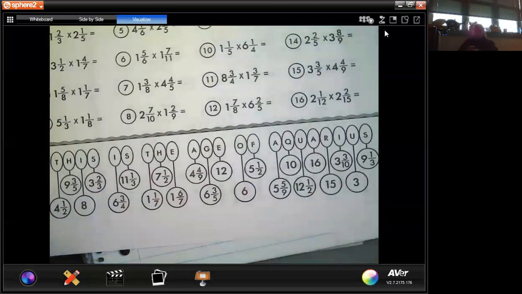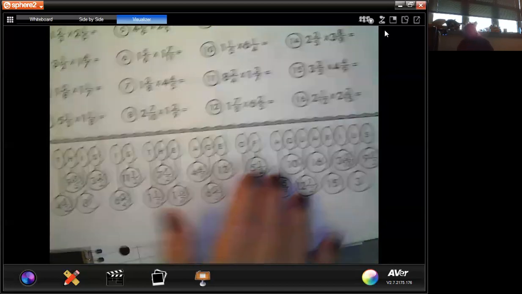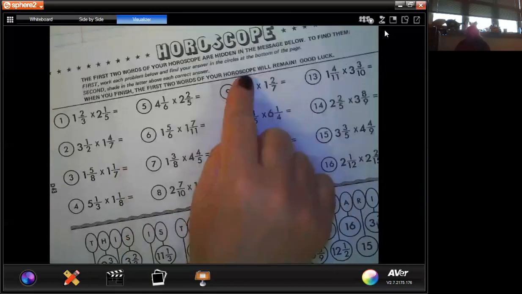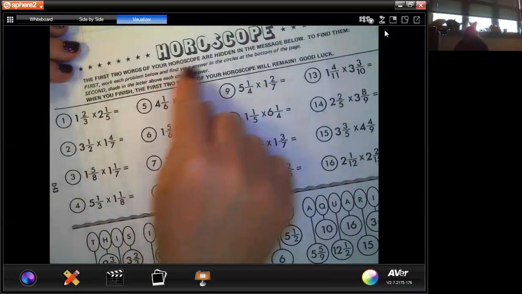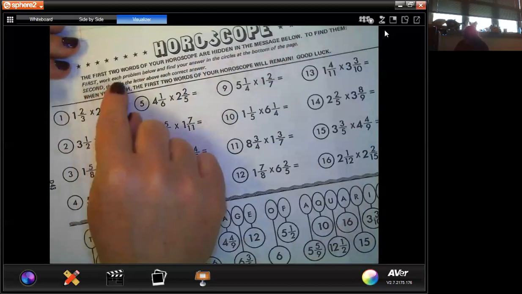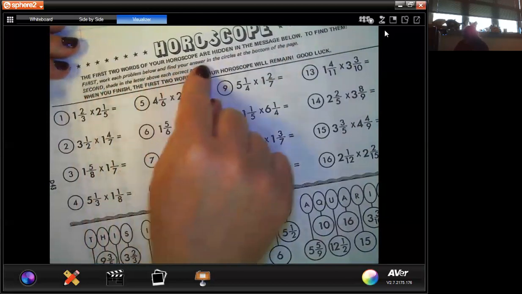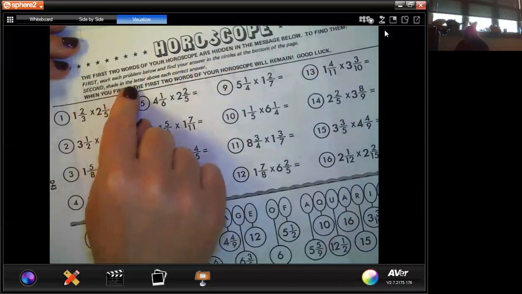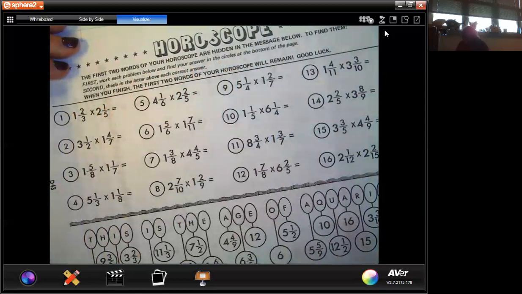Okay, so let me share with you because you're going to probably need the whole period to do this. All right, so this worksheet says horoscope. The first 2 words of the horoscope are hidden in the message below. To find them, first, work out each problem below and find your answer in the circles at the bottom of the page. Second, shade in the letter above each correct answer.